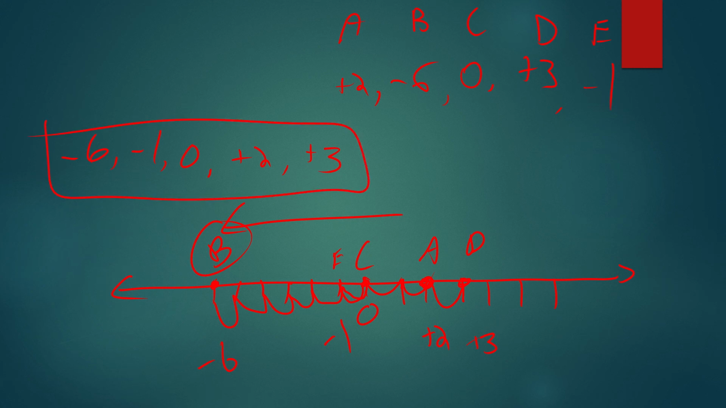If I said greatest to least, now what you're going to do is look at what's the farthest from 0 to the right. Well, it's plus 3. Then we go down, plus 2. Then we go 0. Then we go negative 1, and then we go negative 6. This is our least. This is our greatest.